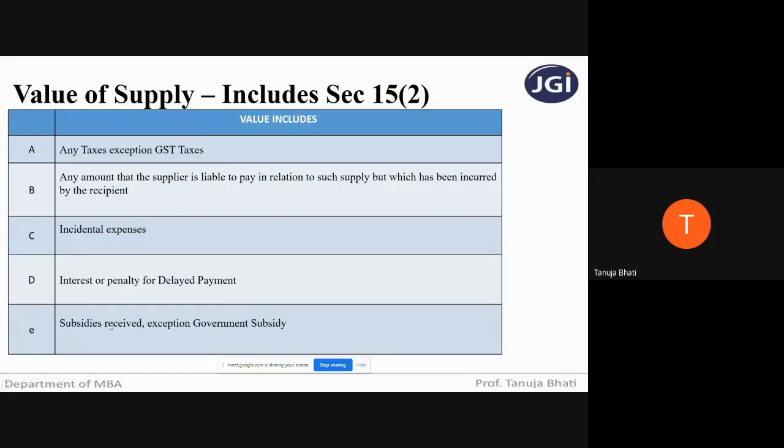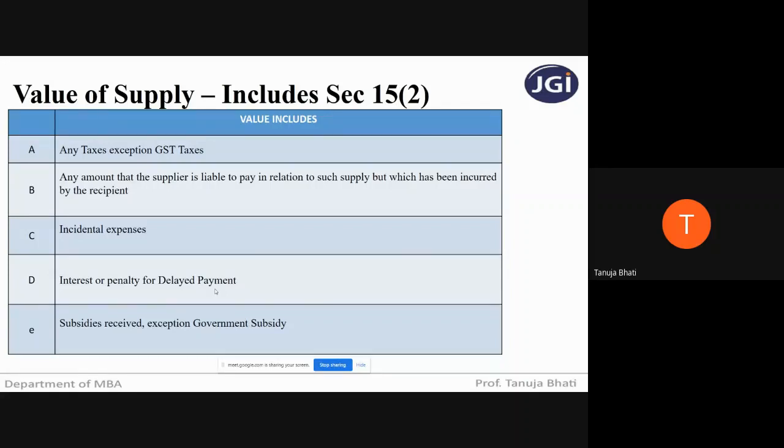So any interest or penalty for delayed payment, any payment which is being delayed by the recipient, okay, delayed payment means one which crosses the due date. The supplier usually gives a due date, a credit period, that within this period you are supposed to make the payment, and if you fail, interest will be charged.